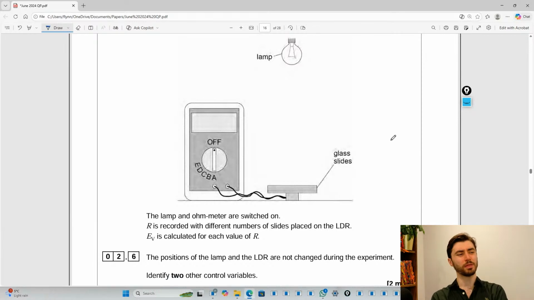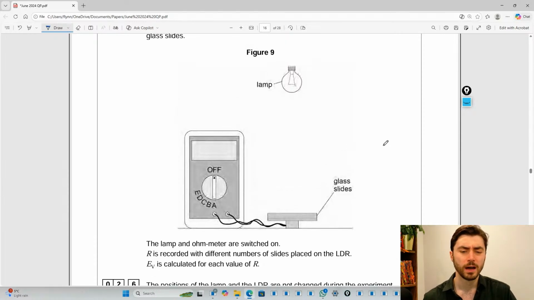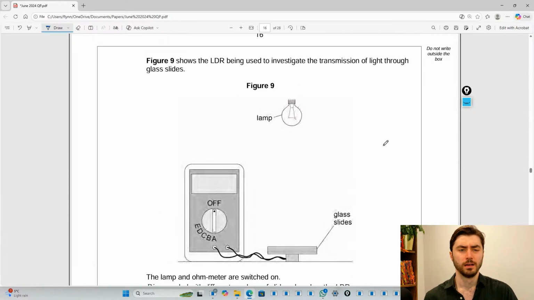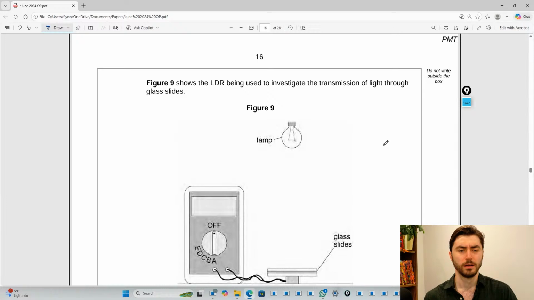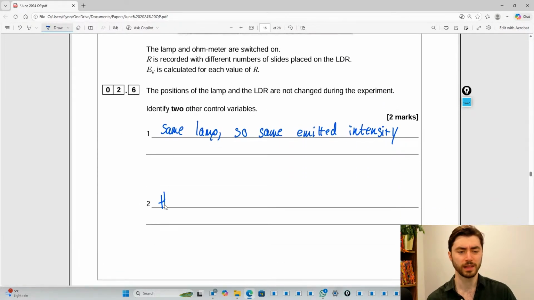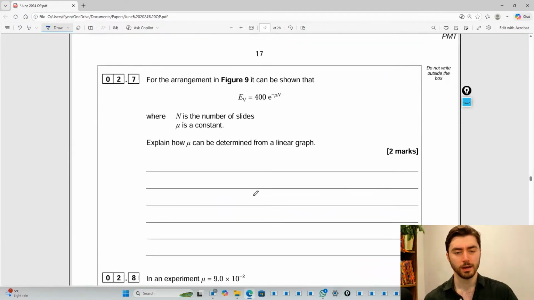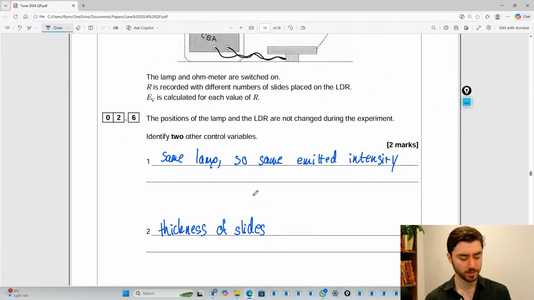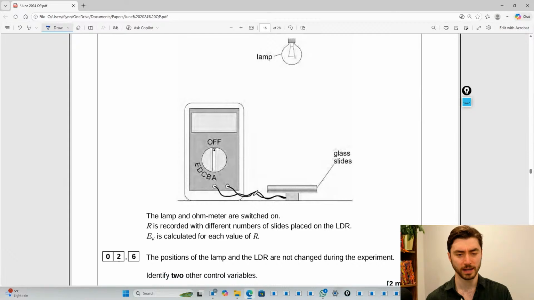What else? I can't think of anything off the top of my head. So in the absence of anything else to say, I'm going to say the thickness of the slides, but I don't like that. I don't like that at all because that's... Control variables, yeah, things that you keep the same because otherwise they would impact it.